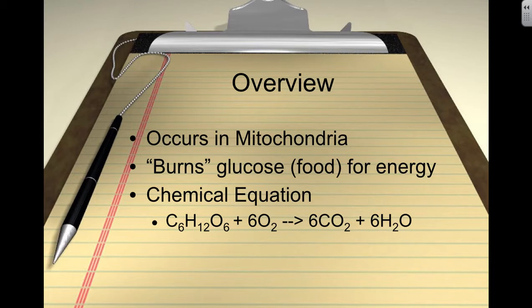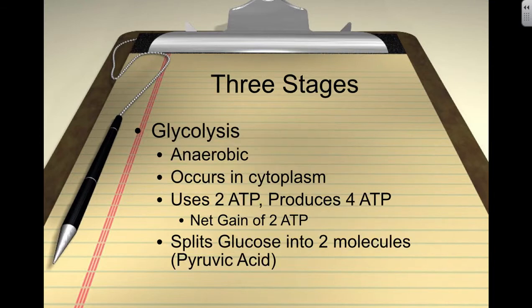The chemical equation is C6H12O6 plus 6O2 gives you 6CO2 plus 6H2O. If you remember, this is the exact opposite equation that we just did for photosynthesis. All you do is change the arrow. There's 3 stages in cellular respiration.